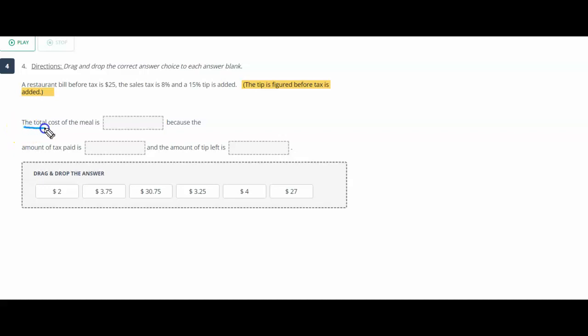The total cost of the meal. So let's think about what the total is going to include. First, we're going to get the bill. What is the cost of the meal? Right now, it's $25. We're going to have to add the tax, and after the tax, we're going to add the tip.